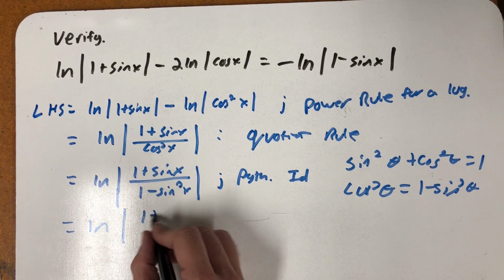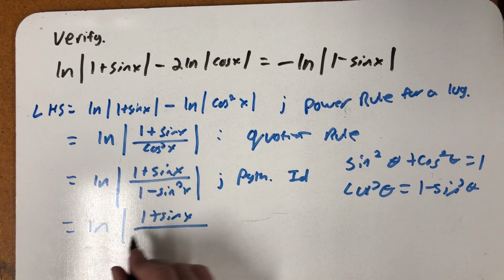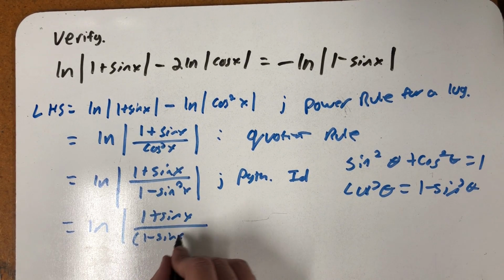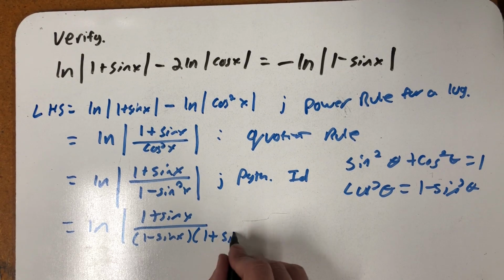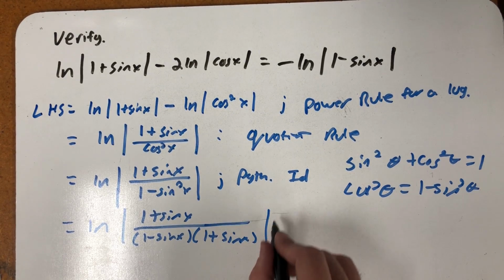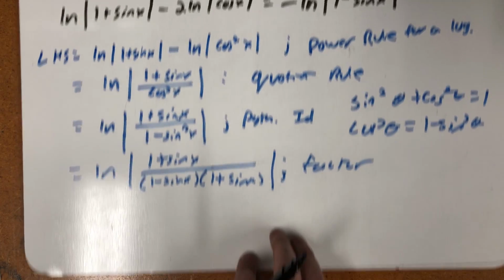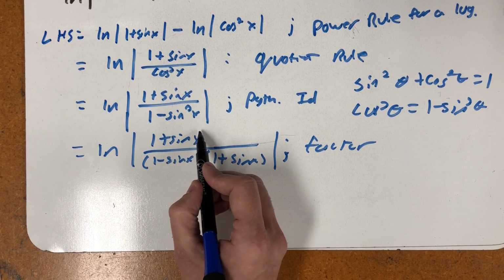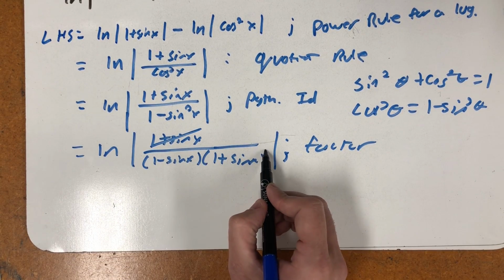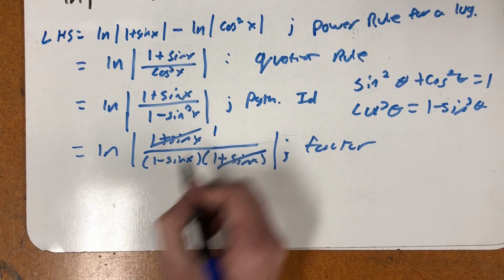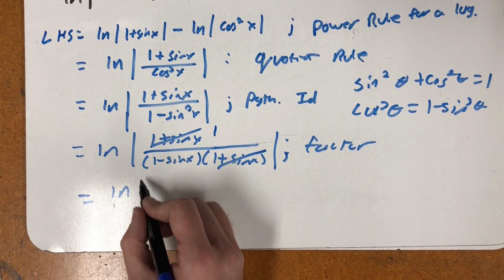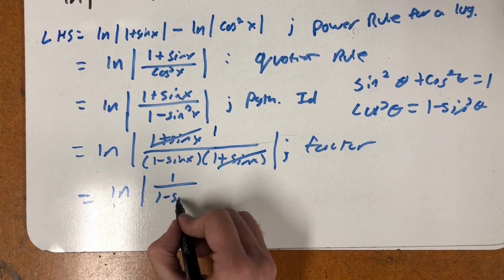All right, I see a factoring thing I can do. On the bottom now I have the difference of 2 squares. And so a little bit of light factoring. And what's really nice here is on the top I had a 1 plus sine, on the bottom I have a 1 plus sine, and those definitely cancel. And now I have the natural log of 1 over 1 minus sine x.